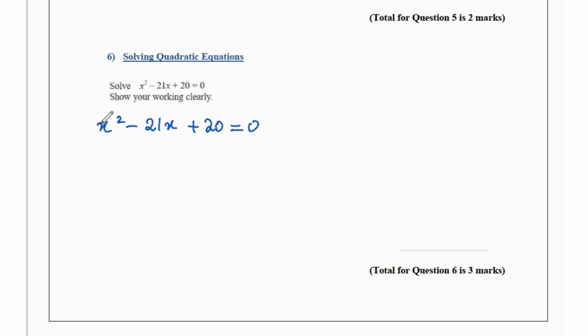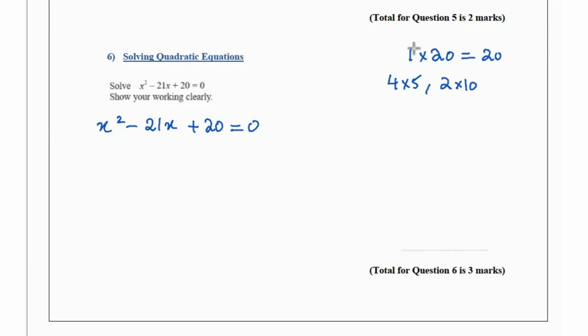So for that, we have to multiply the coefficient of x squared with the constant. Over here, the coefficient of x squared is 1. So 1 times 20 is 20. Now, we need to find factors of 20. Apart from 1 and 20, factors of 20 are 4 and 5, and 2 and 10. Once you've listed all the factors, you have to pick that set of factors which, when added or subtracted, give us the middle term, which is 21.